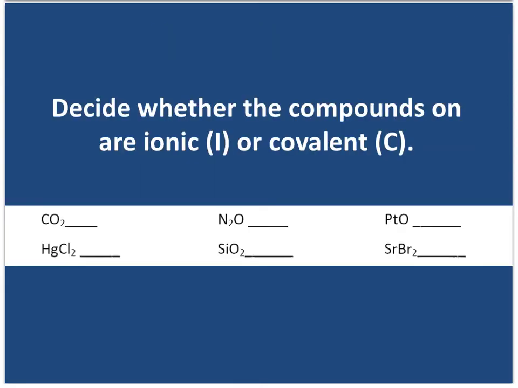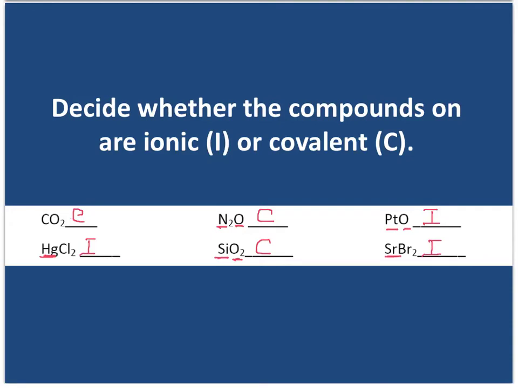Alright, if you look at CO2, you have carbon, which is a nonmetal, so that makes this covalent. Hg, which is mercury, is a metal, so that makes it ionic. N2O, nonmetals, covalent. Silicon, oxygen, two nonmetals, covalent. Platinum and oxygen, a metal and a nonmetal, so that is ionic. Strontium is a metal, so that makes this ionic.